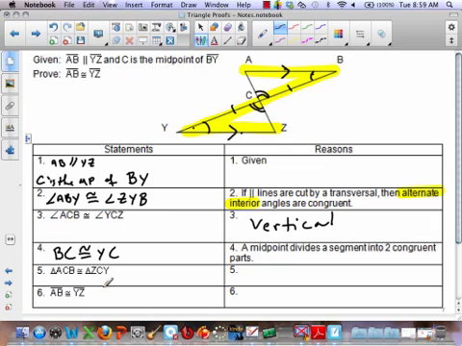So my two triangles must be congruent because of what? Well, we have an angle, side, angle: side in the middle, then an angle. And since my two triangles are congruent, then my corresponding parts must be congruent by CPCTC. Yes?